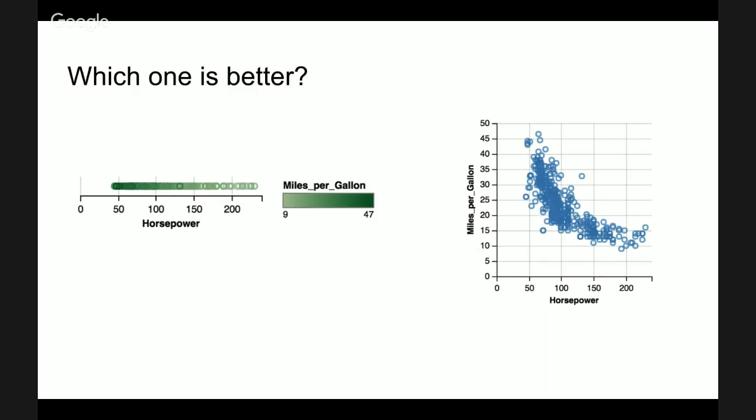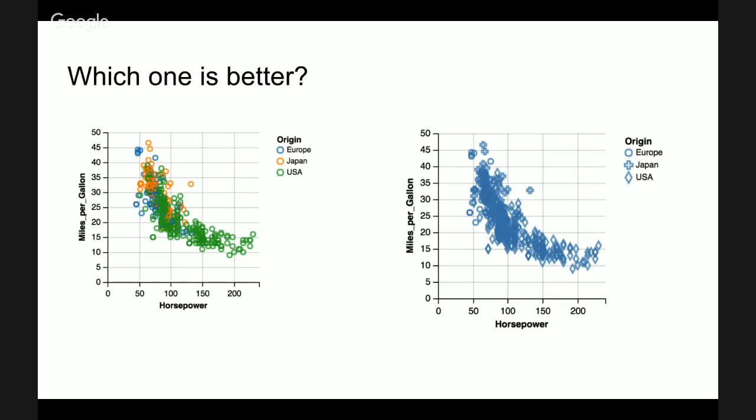Okay, so the right one, I guess, is what you think. Yeah, because it uses the position encoding instead of the color encoding for the miles per gallon, although the horsepower here is in both cases encoded through the position. So the right one is more effective. Now this one here, which one is better?